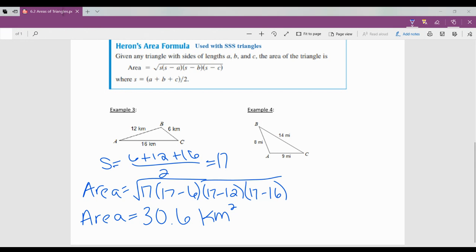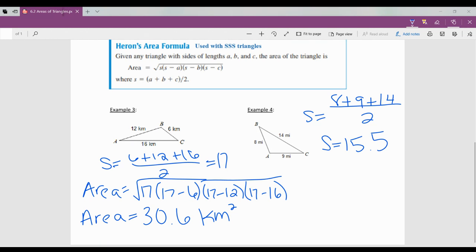And now we got miles for the next one. So S is equal to, we add all three sides up, 8 plus 9 plus 14, and we divide it by 2. So 8 plus 9 plus 14, and then we divide it by 2. So we get S is equal to 15.5.